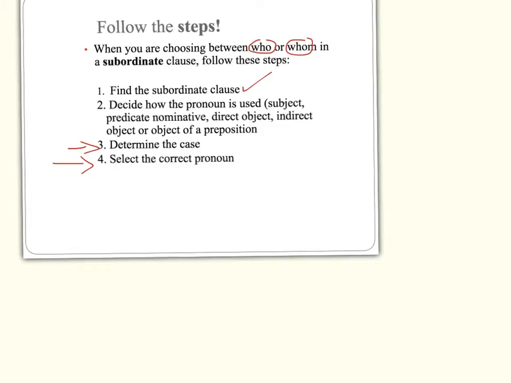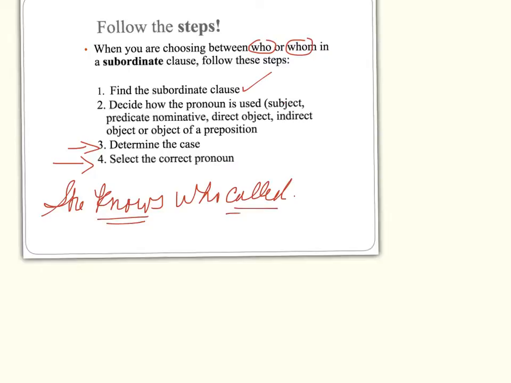For example, let's look at the following sentence. She knows who called. First things first, let's find those verbs. Knows and called. Who knows? She knows. Who called? Here's my clause. We use the nominative case pronoun because who is the subject of called.